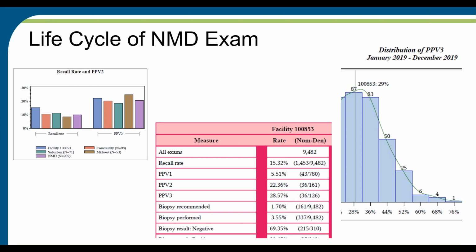So on this slide are some examples of how positive predictive values and other measures are represented on the reports. We'll cover the reports in more detail in part 2 of the NMD bootcamp. These reports are issued every quarter.